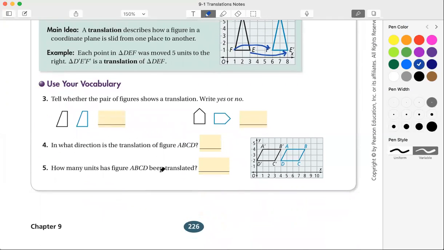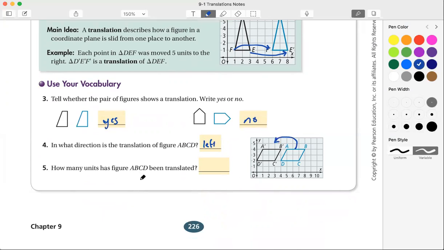All right, tell whether the pair of figures is a translation. Yes or no. This one looks like it just slid over, so it is a translation. This one was rotated, so no. In what direction is the translation of the figure ABCD? It goes to the left. Here's the original figure, and the new figure went to the left.